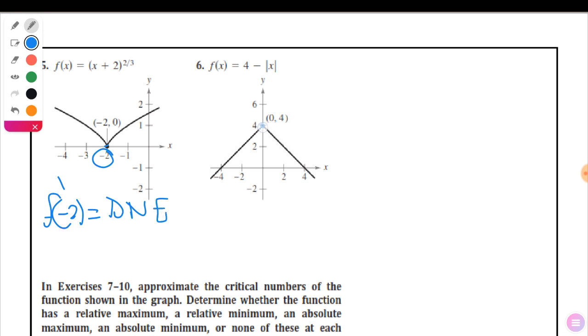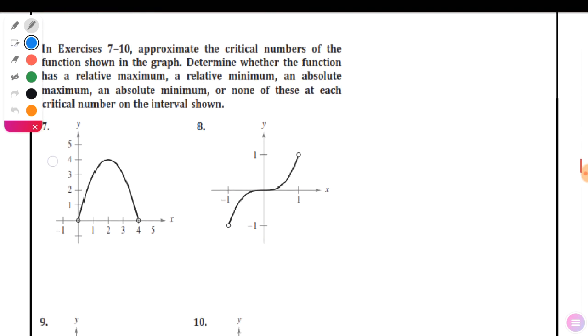Also, at the extrema here, at the points 0 and 4, the derivative at this x will be what? Does not exist, because the function is not differentiable, or it has what? Sharp point. Sharp what? Point. I hope you understand.